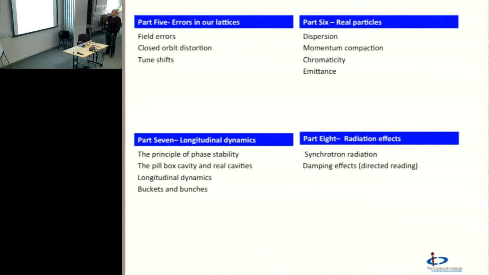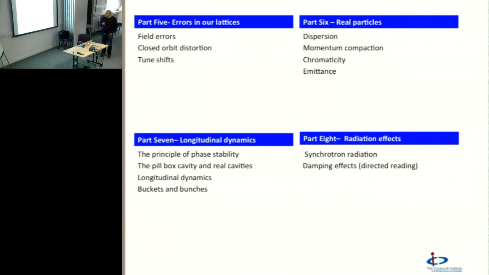Then we look at what happens in real accelerators. We have errors in our lattice. We build a magnet, it's not quite perfect. We look at what happens in the beam dynamics. Then we come on to something called real particles, where we look at particles that are not on the ideal design momentum, and momentum compaction, chromaticity, and then the topic of emittance, which is the volume occupied by a beam in 6-dimensional phase space.